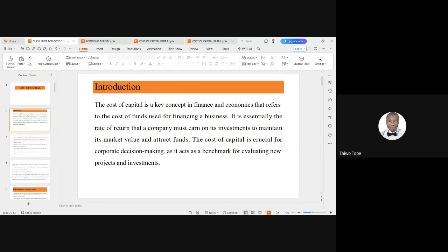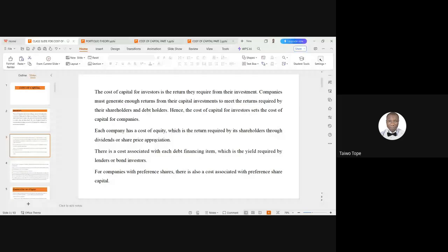So looking at the slide, the cost of capital is a key concept in finance and economics that refers to the cost of funds used for financing a business. It is essentially the rate of return that a company must earn on its investment to maintain its market value and attract funds. So the cost of capital is crucial for corporate decision making, as it acts as a benchmark for evaluating new projects and investments. So cost of capital for investors.